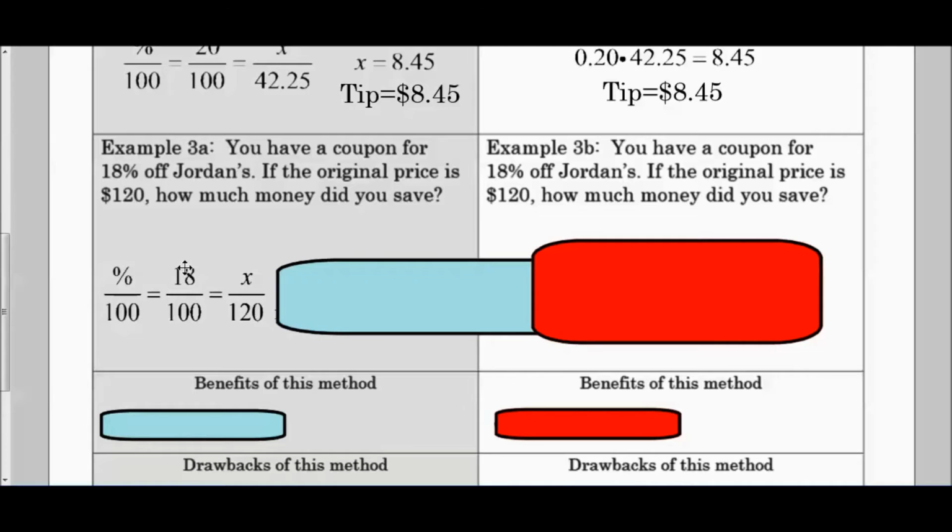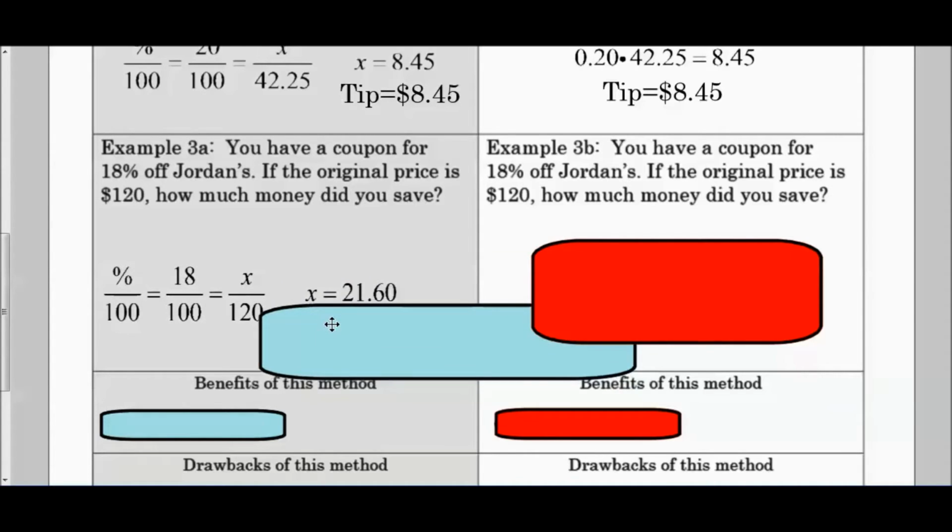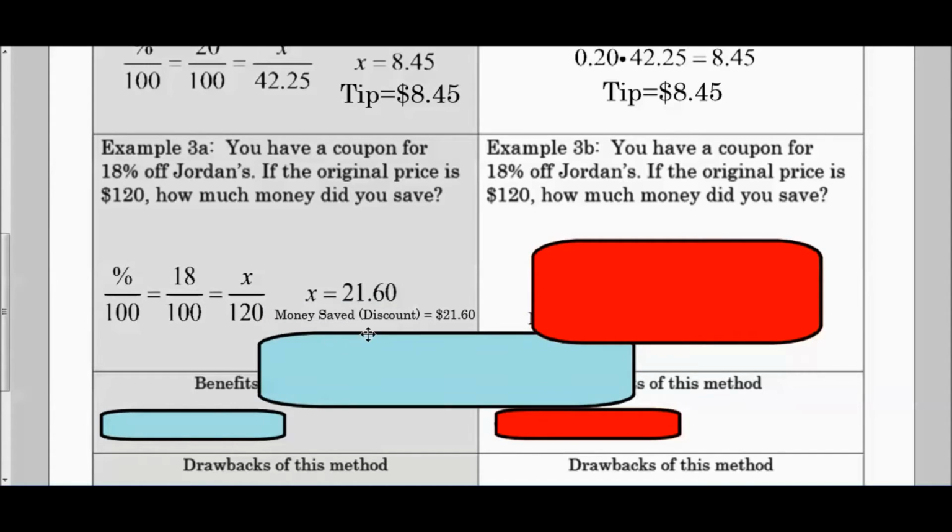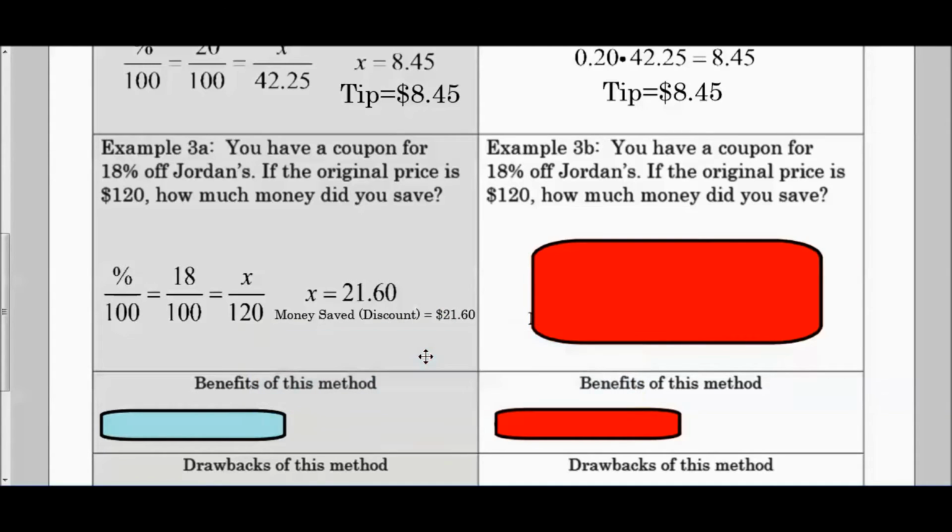We cross multiply 18 times 120, divide by that 100, and we get 21.60. That means we saved, or we had a discount of, a little bit over $21. Again, same exact problem, solved in a different way.